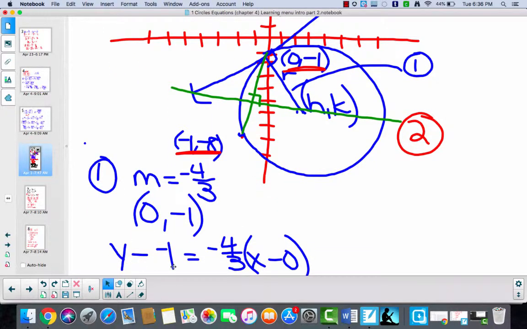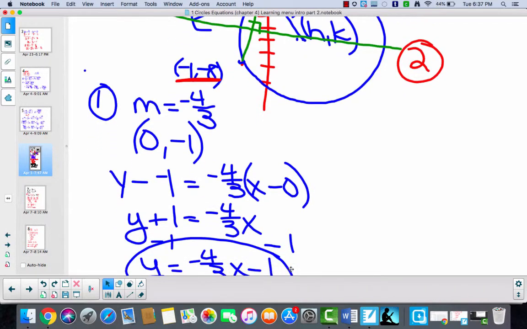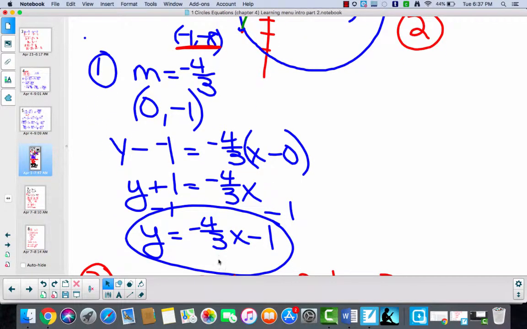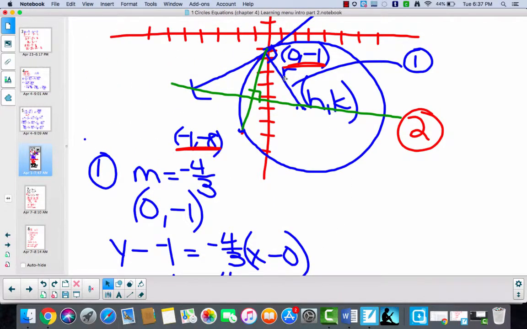I chose to use the point-slope form in this particular case. y minus y1 equals m times x minus x1. You can use y equals mx plus b if you'd prefer. You just have to remember to go back and write the equation. When you distribute the negative 4/3 x through, you get this. Minus a negative is plus. In order to take that 1 to the other side, I subtract it from both sides, and I get y equals negative 4/3 x minus 1. And that is the equation for the line that passes through that radius.